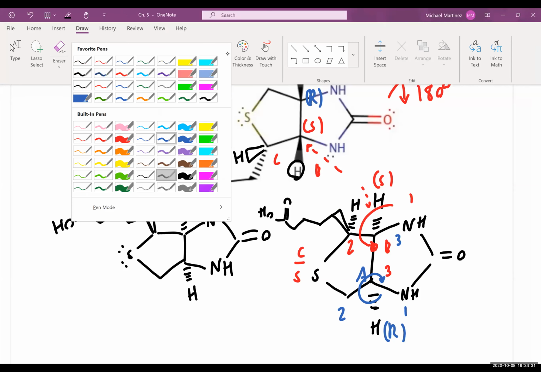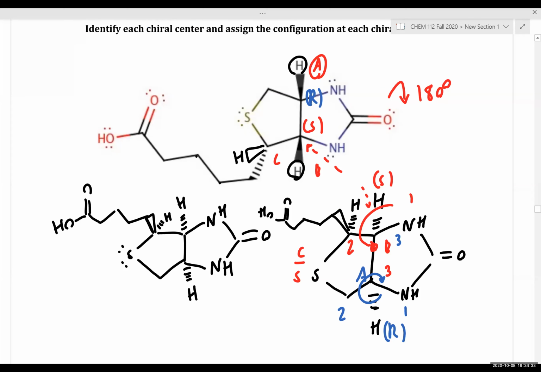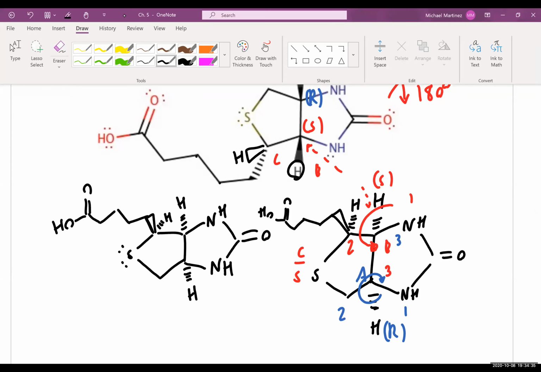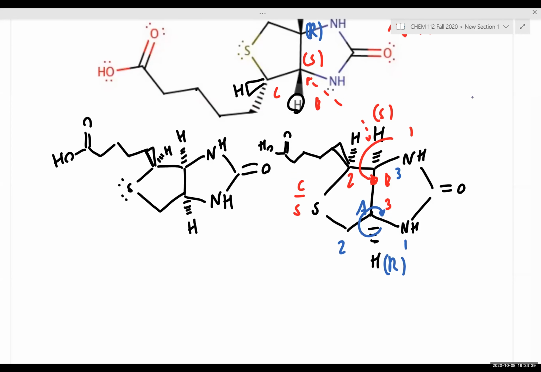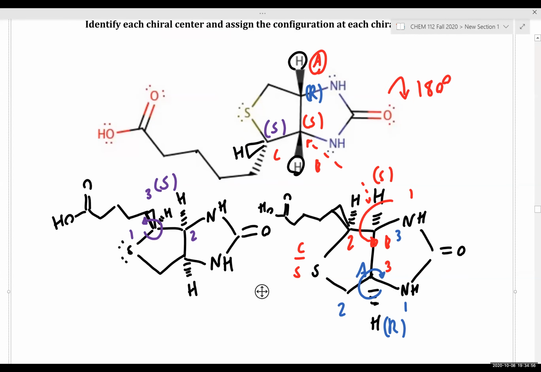Finally, looking at Stereocenter C, we rank our groups from highest to lowest priority. So in this case, our sulfur gets the highest priority, followed by our carbon attached to the nitrogen, followed by this long chain. Tracing, we have a counterclockwise rotation, and that gives us an S configuration. Does this example make sense? Do these assignments make sense?